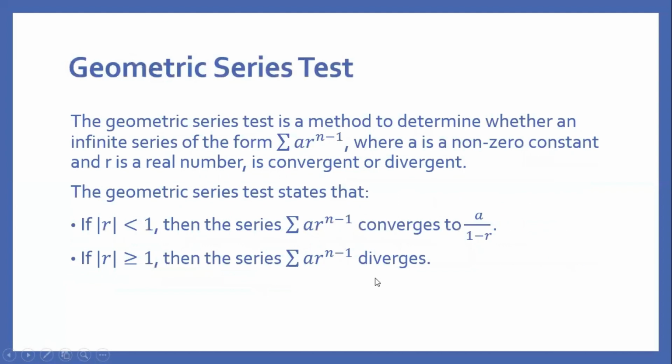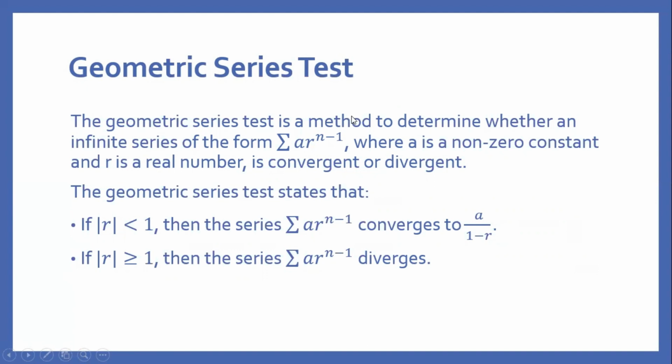The geometric series test is the method to determine whether an infinite series of the form summation of a times r raised to n minus 1, where a is a non-zero constant and r is the real number, is convergent or divergent. The geometric series test states that if absolute of r is less than 1, then the series of summation of a r raised to n minus 1 converges to a over 1 minus r. If the absolute of r is greater than or equal to 1, then the series of summation of ar raised to n minus 1 diverges.